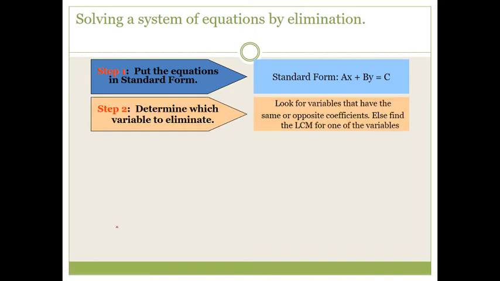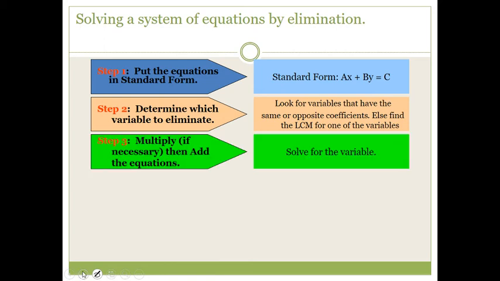So the very first step when we're solving a system of equations by elimination is to put the equations into standard form that we discussed earlier. So to get the variables on one side of the equation this time equals a number. Then you have to determine which variable to eliminate, right? And eliminate is just another word for get rid of. So the way we do that is we look at the variables and we're looking for one of them to have the same but opposite coefficients, or else we have to find what we call the least common multiple for one of the variables. So that'll become more clear when we do an example.